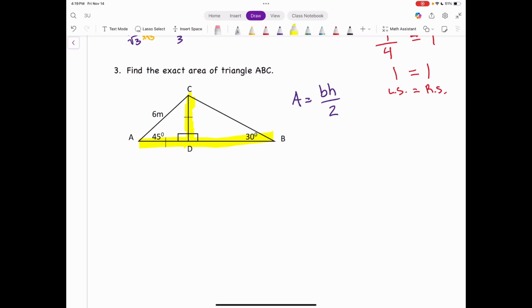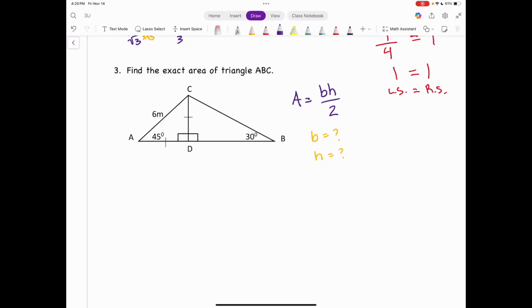But the thing is we're not exactly sure what our base is, and we're also not exactly sure what our height is. But using our knowledge about special triangles, because we can see that there's a 45 degree and there's a 30 degree, so we know we're working with special triangles, okay? Using our knowledge about 30, 60, and 45 degree special triangles, we can actually figure out the missing values in order to figure out what base is, what height is, and then eventually what our area is.